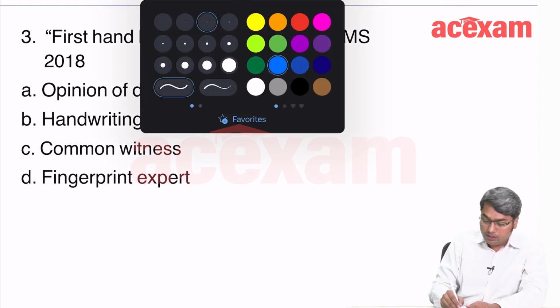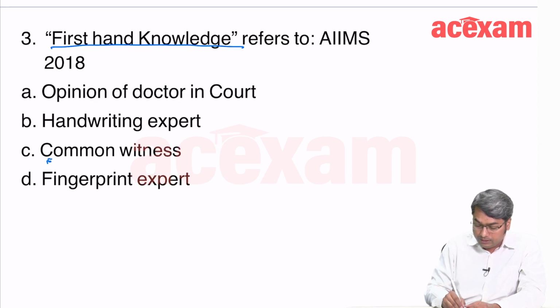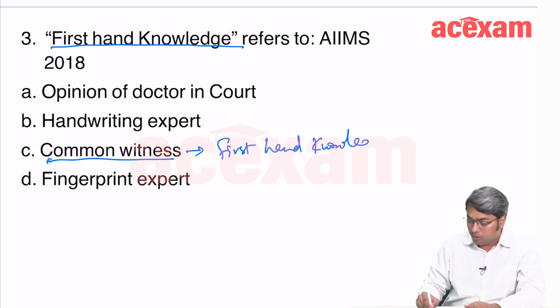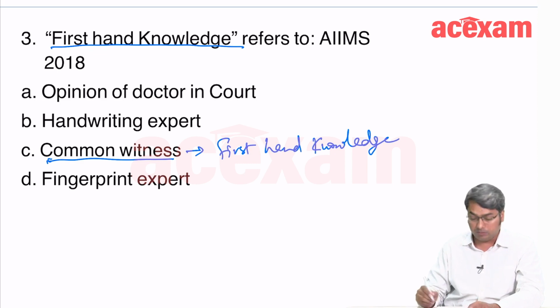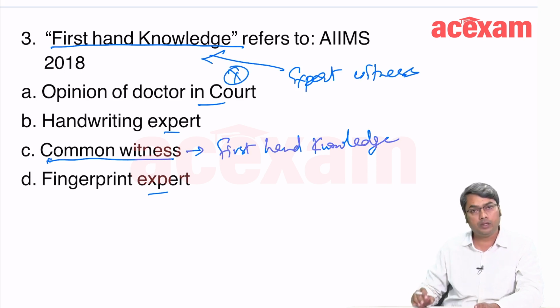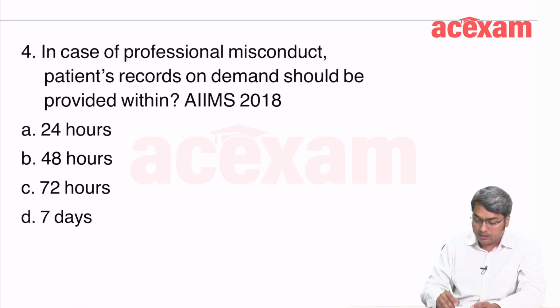First-hand knowledge. First-hand knowledge refers to the opinion of a common witness. The first-hand knowledge rule is applicable to the common witness, eyewitness, hearsay witness, but the others are all expert witnesses. For expert witnesses, the first-hand knowledge rule does not apply. All right, it does not apply. This has been discussed in detail.